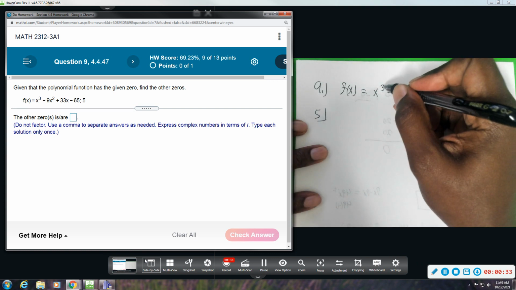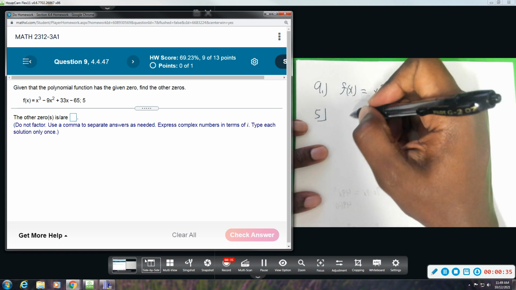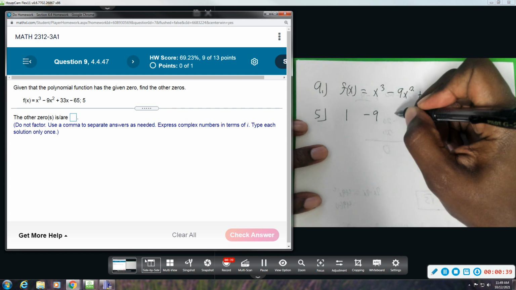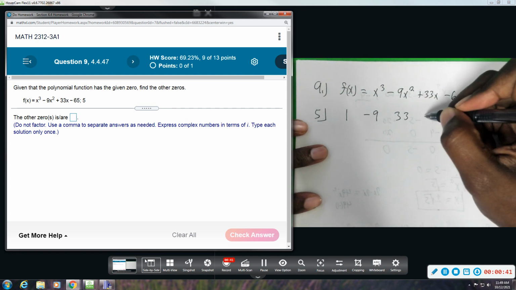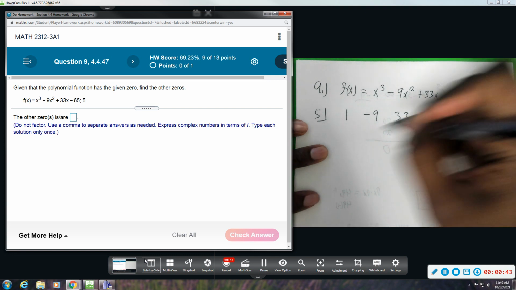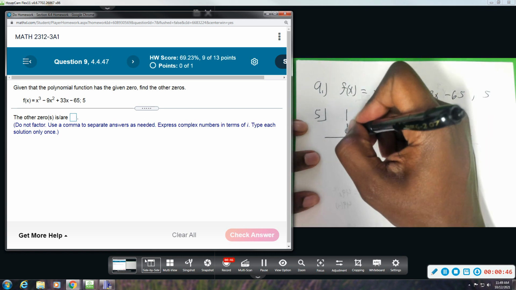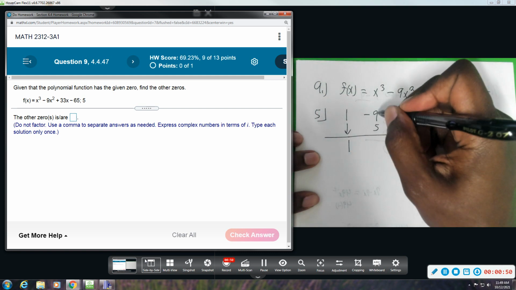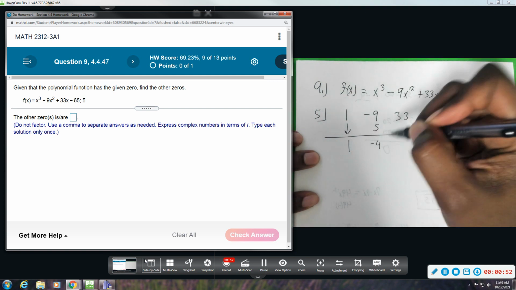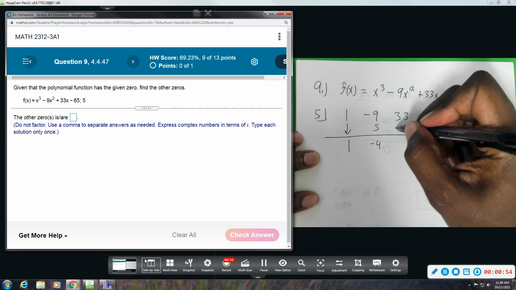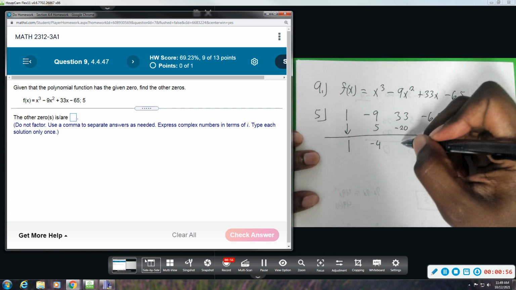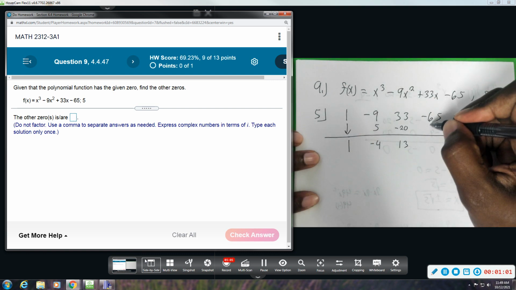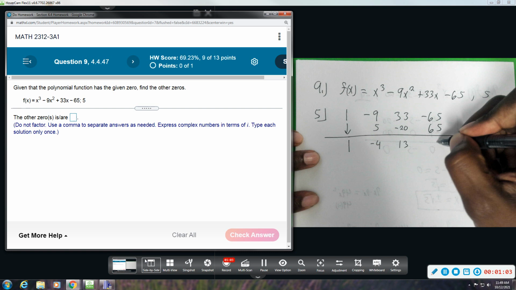List my coefficients, 3, 2, 1, 0. I have all my terms, so leading coefficient is 1, negative 9, 33, and negative 65. Bring the first term straight down. 5 times 1 is 5. Combine like terms, get a negative 4. 5 times negative 4 is negative 20. Combined, we get positive 13. And 5 times 13 is a positive 65. Combined, and we get 0.